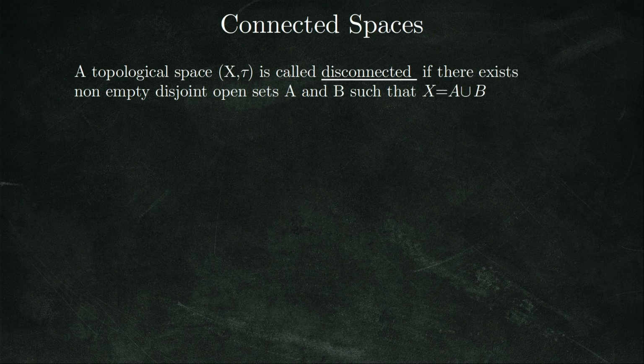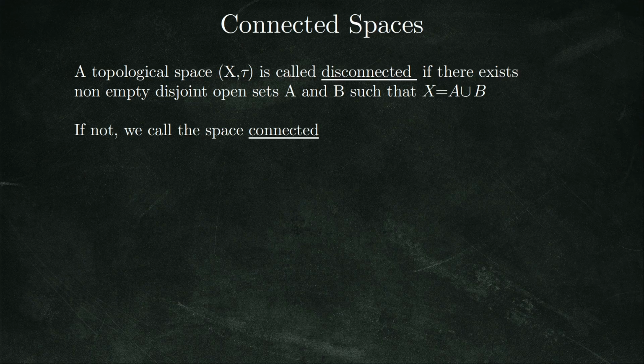So if we have a topological space (X, τ), this space is disconnected if there are non-empty, disjoint open sets A and B, such that X is the union of A and B. And then if not, we call the space connected.